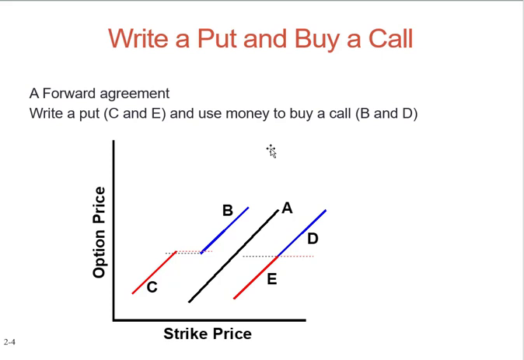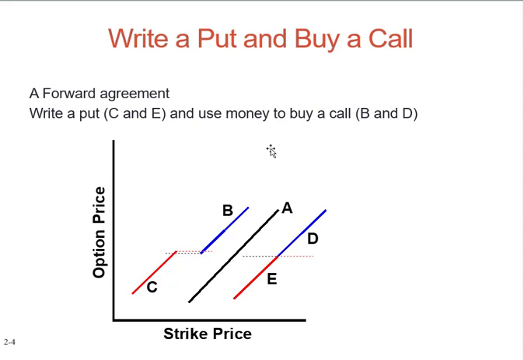The black line is the forward agreement. We see it's a continuous black line. Now if we look at B and C, C is writing a put, B is buying a call, but it's not a continuous line because the strike prices are not the same. So we now know something else. We need the strike prices to be the same. Now we look at E and D. E and D, the strike prices are the same. We get a continuous line.